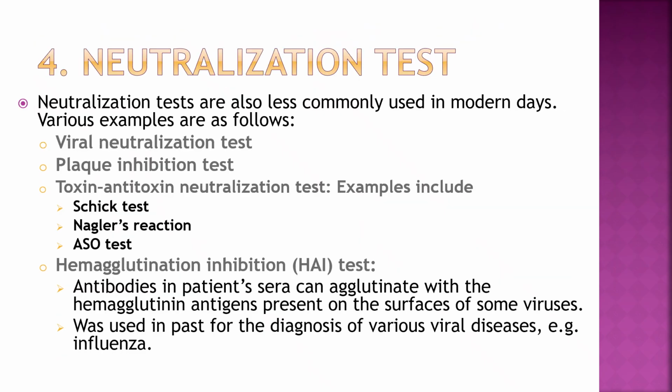Neutralization tests are nowadays not commonly used. Various examples: virus neutralization test, plaque inhibition test, toxin antitoxin neutralization test. Examples: Schick test, Nagler reaction, ASO test, hemagglutination inhibition test. Antibodies in patient sera can agglutinate with the hemagglutinin antigens present on the surface of some viruses. It was used in the past for diagnosis of various viral diseases. Example: influenza.